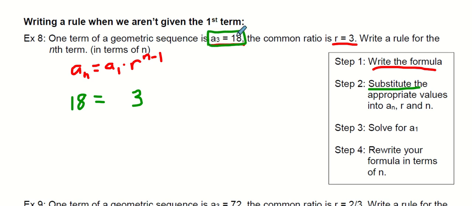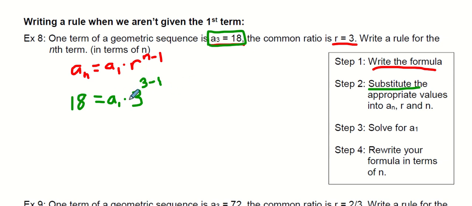Now since A3 is 18, so we're kind of making this 18, we don't know A1. And N, because we're dealing with A3, is 3. So this would really be 3 minus 1. So this 3 here came from the fact that we're using the third term. Okay, so if this was A5, so let's say it said A5 equals 21. Well, 21 would go here, and then 5 would go here.